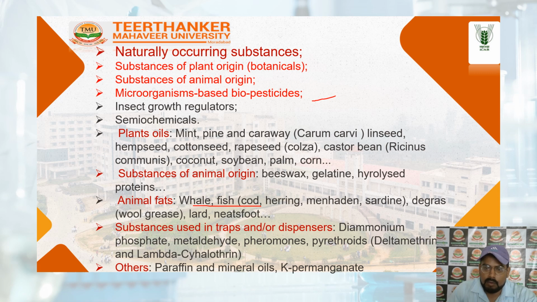These are substances used as traps, such as diammonium phosphate and propionate. These are the different types of substances used for trapping and distribution. Others are paraffin and mineral substances such as potassium permanganate. These are also substances used as biorational controls.